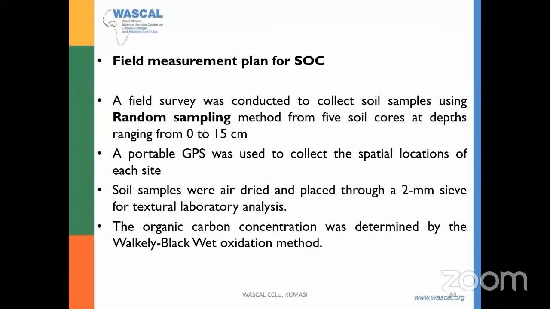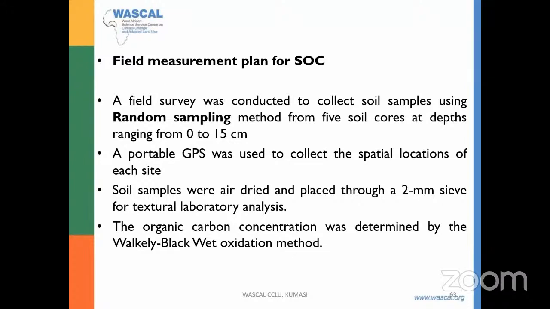In this study, a field measurement was done where random sampling was used to collect soil cores at a depth of 0 to 15 centimeters. While doing that, a portable GPS was used to collect the spatial locations of each of these. Without a handheld GPS, we can leverage mobile phones. All these smartphones have GPS that can give us accuracy of about 3 meters or even sub-meter, and they can be used with third-party apps like GPS Essentials and Mapit.